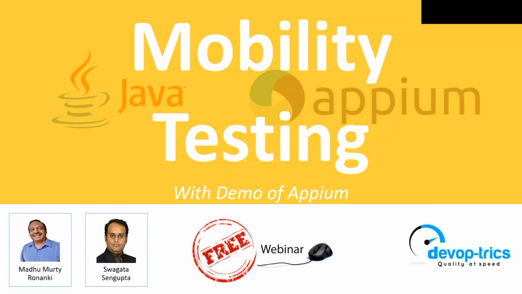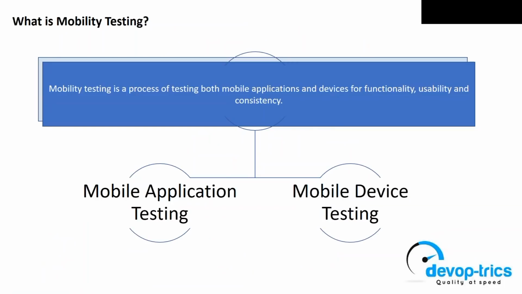Okay, so first of all, what is mobility testing? Many people understand mobility testing a little differently. It has two components primarily. One is mobile application testing, and second is device testing. But all of them are for the correct functionality, the correct usability, and consistency. There are a lot of factors which we will understand going forward in this webinar.